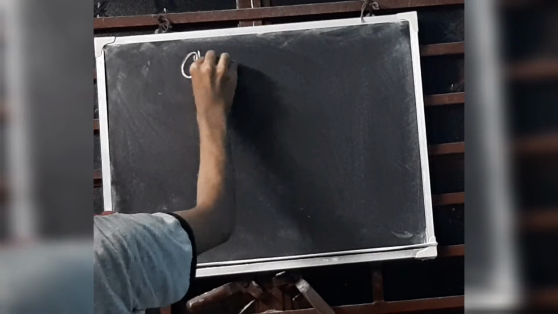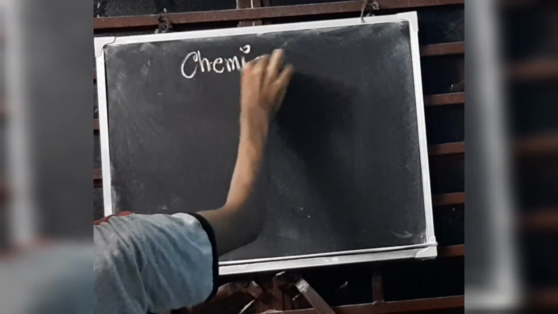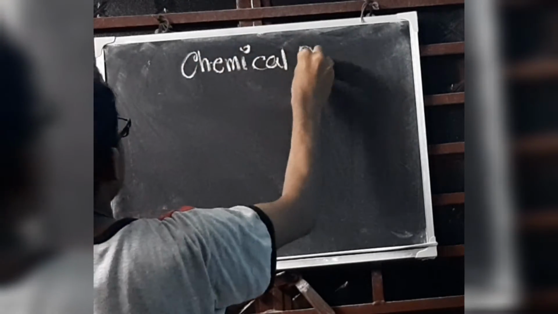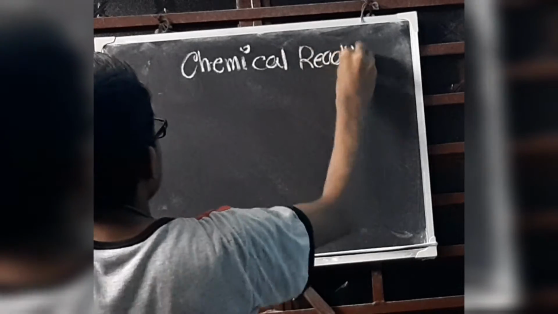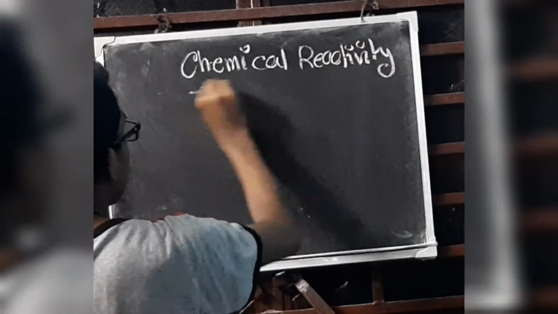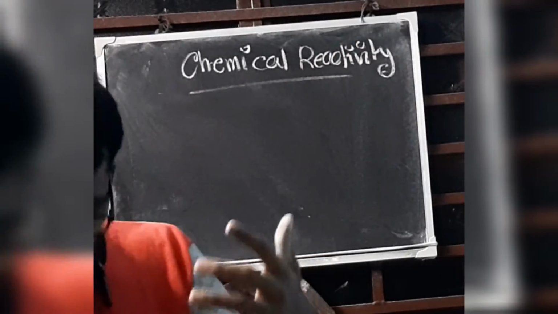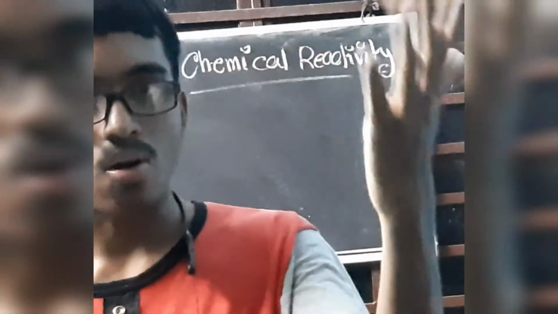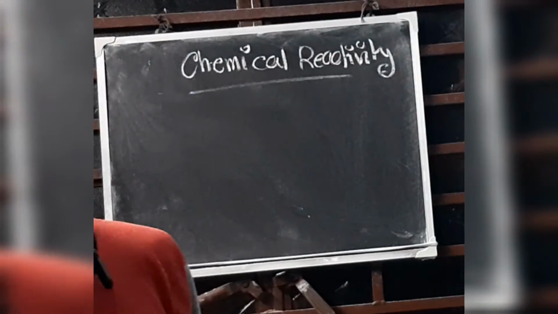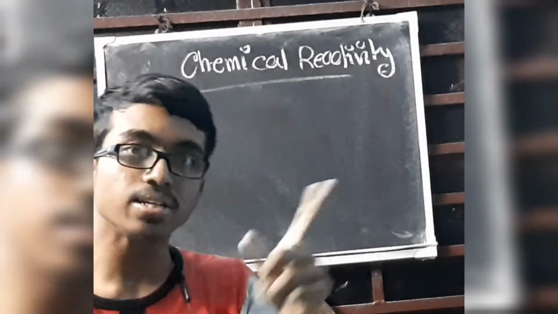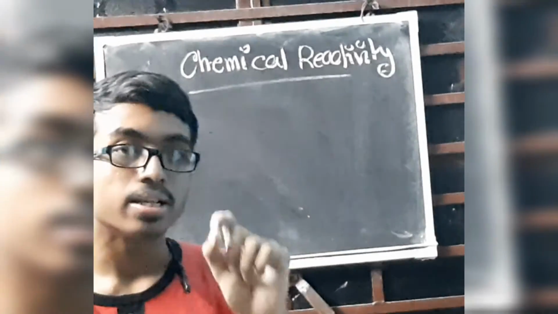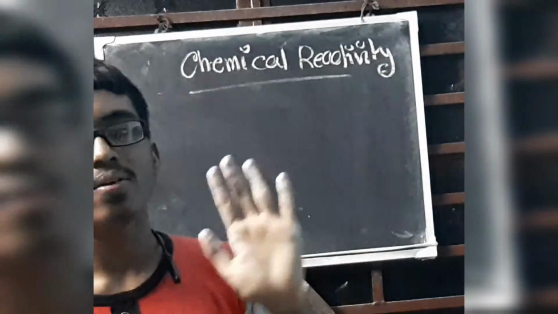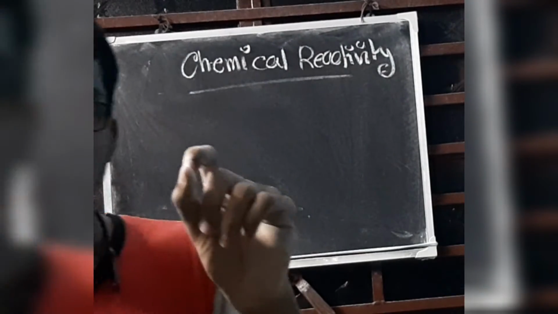Next is chemical reactivity. Chemical reactivity is basically how easily the valence electron can be knocked off. That is chemical reactivity. So it depends on the valence electron. That is why chemical reactivity is said to depend on the valence electron. It is always the valence electron.